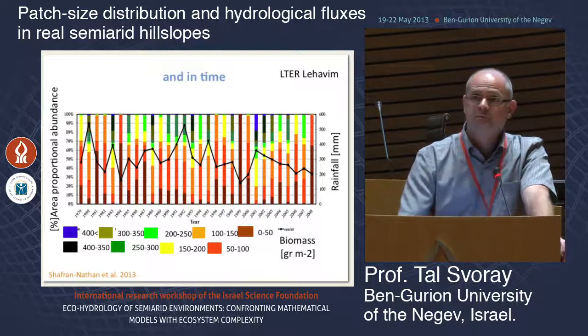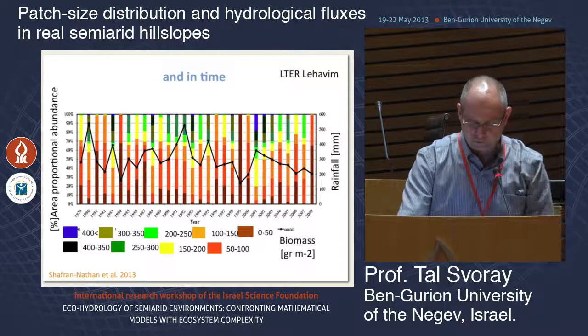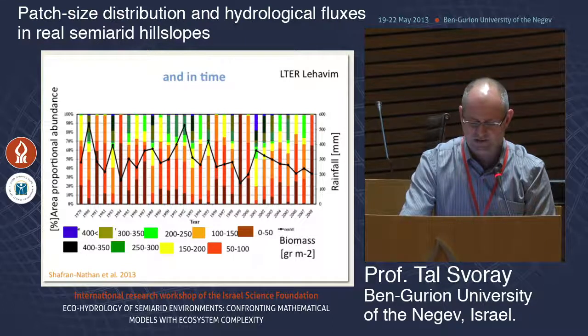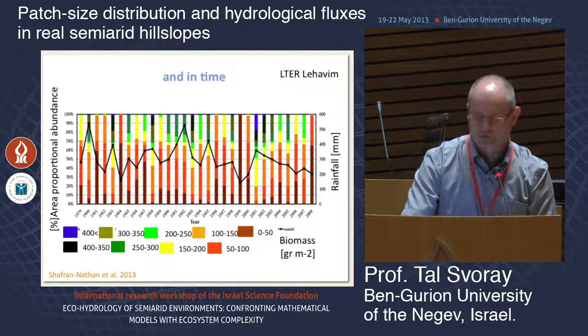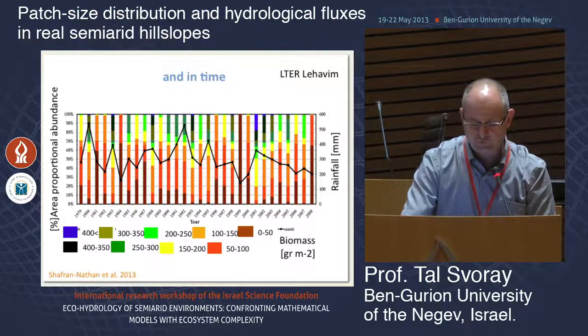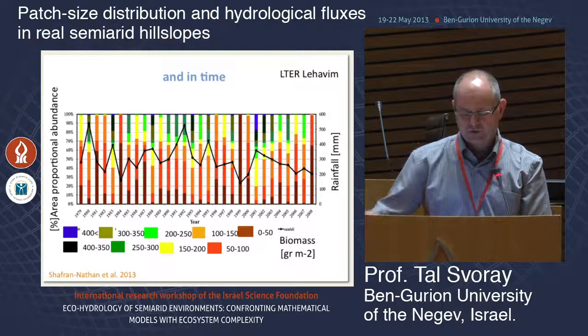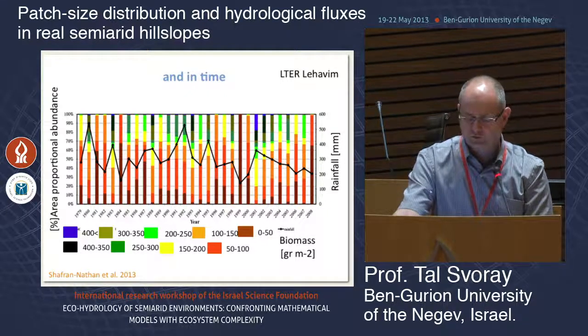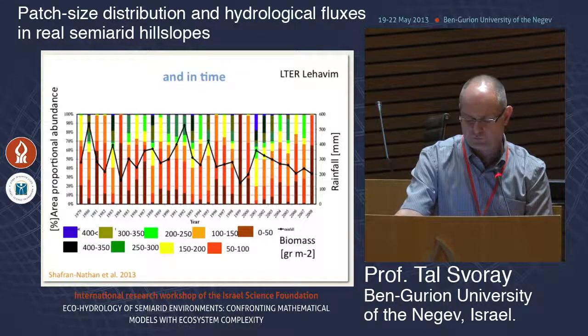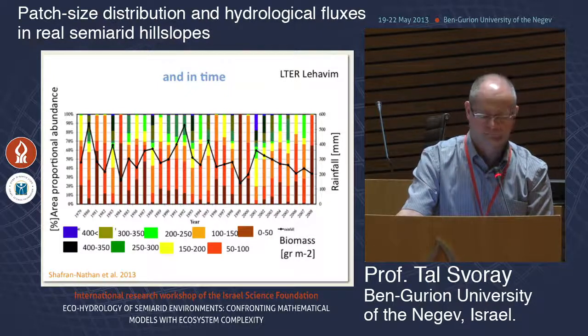When you add time to the analysis, it becomes even more complicated. We can see here in this graph, this axis is the proportional cover of those biomass groups, and this axis is the rainfall. The black line is the rainfall, 1979 to 2008. And you can see, for example, that in 1979, 20% of the area was covered with patches of 0 to 50 grams per square meter, another 40% with patches with biomass of 50 to 100, and so on.